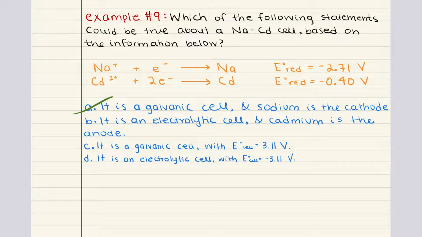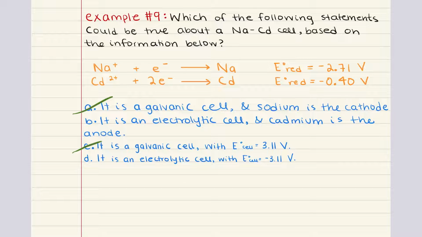Now, in addition, the cell potential for a galvanic cell is going to be negative 0.4 volts minus negative 2.71 volts. That gives us 2.31 volts. All right, positive 2.31 volts for a galvanic cell. Knowing that, we can again eliminate answer choice C.